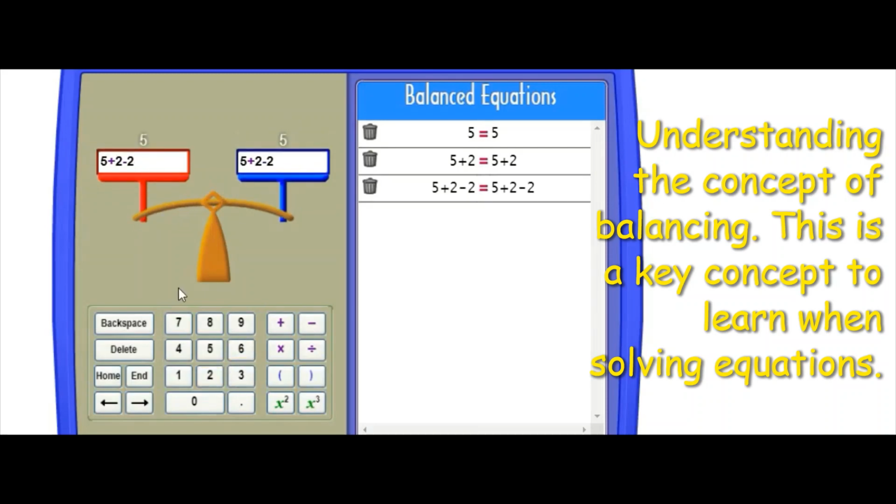Now I have to go over here to subtract 2 as well to maintain this balance. So now if I subtract 2 from both sides, note that my scale is balanced because 5 plus 2 minus 2 is equal to 5 plus 2 minus 2, which is just 5. So 5 is equal to 5. Clear there? Now, let's reset this scale.